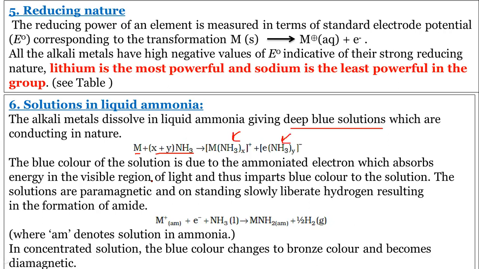The blue color of the solution is due to the ammoniated electron, which absorbs energy in the visible region of light and thus gives blue color to the solution. The solutions are also paramagnetic, and on standing slowly liberate hydrogen, resulting in the formation of amide. So here amide formation is given, and this is the blue colored solution.